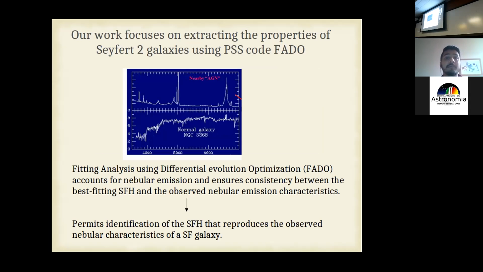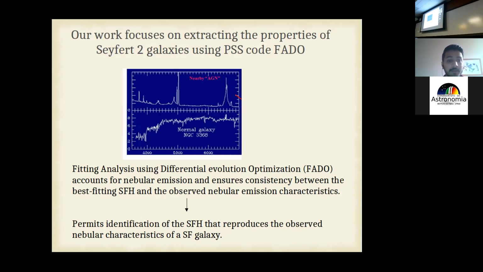My work, with Jean-Michel and my second supervisor, is based on extracting information from Seyfert galaxies using the PSS code Fado. As you can see in the image, there is a difference in the spectrum of a normal galaxy in comparison with an AGN. And if we don't account for that, we will end up with erroneous results.